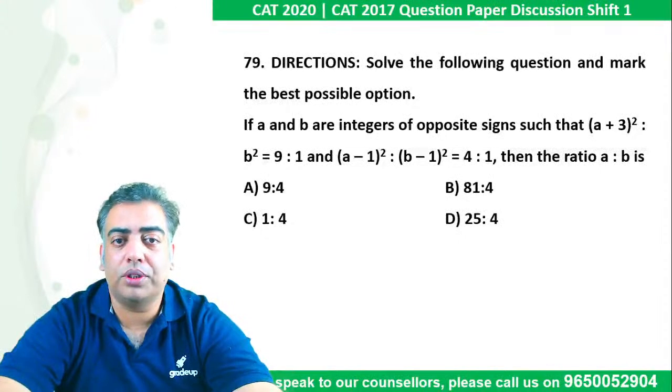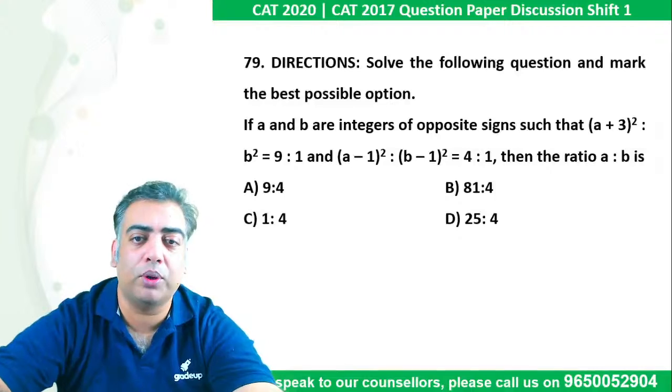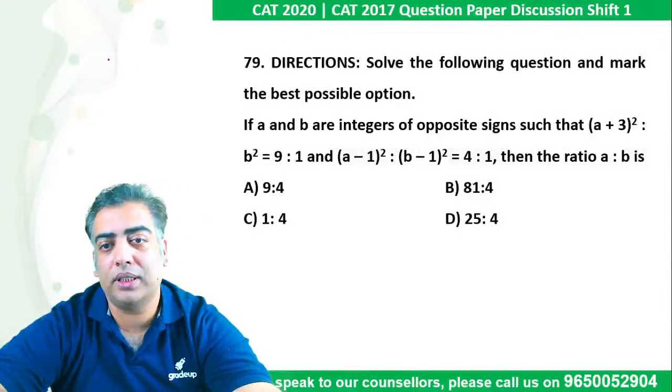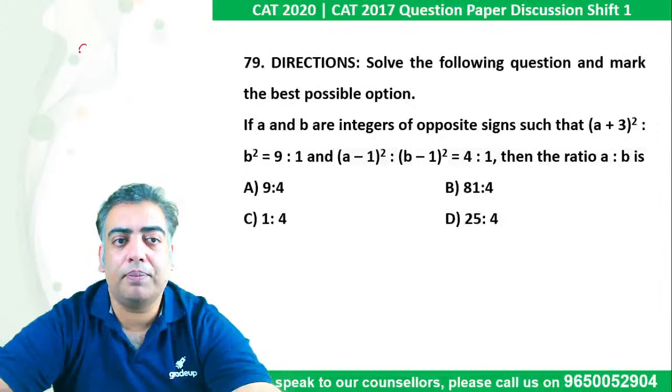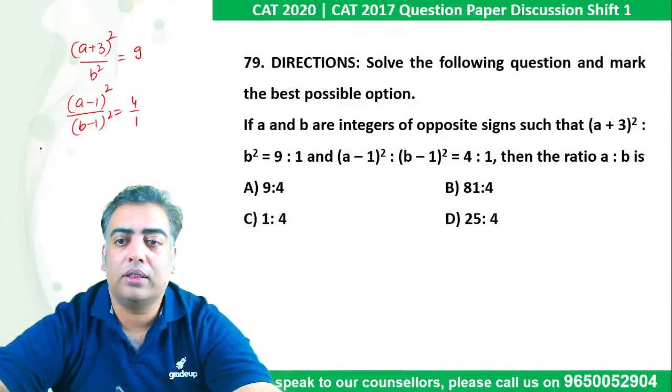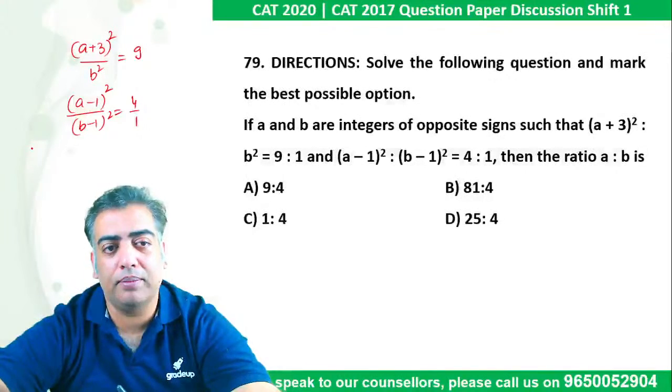Let's move on with question number 1. Solve the following question and mark the best possible option. A and B are integers of opposite sign such that (a plus 3) whole square upon b square is 9:1, and (a minus 1) whole square is to (b minus 1) whole square equal 4:1. Alright, so we are required the ratio of a and b.